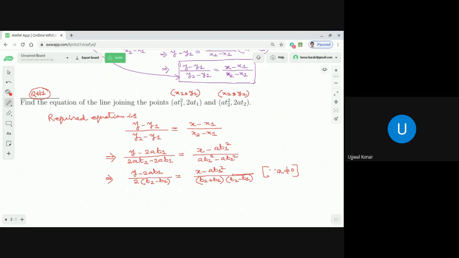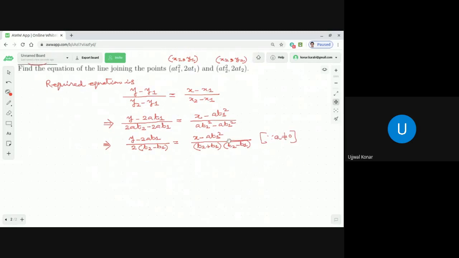at1 square, 2at1 should be 0, 0. at2 square, 2at2 should also become 0, 0. So that means a straight line is passing through 2 points 0, 0 and 0, 0. Meaningless question. So a cannot be 0. And as a cannot be 0, we are able to write this thing. We are able to cancel it from the denominator of both the sides.